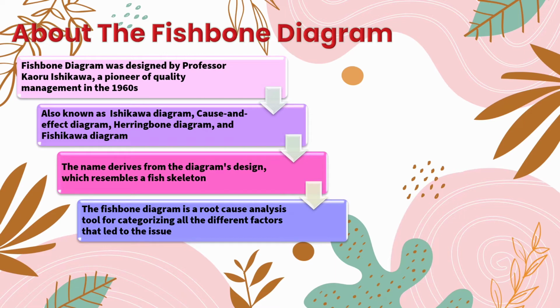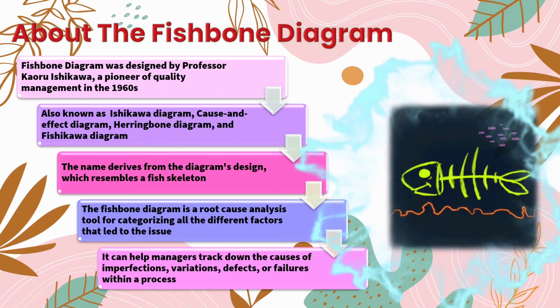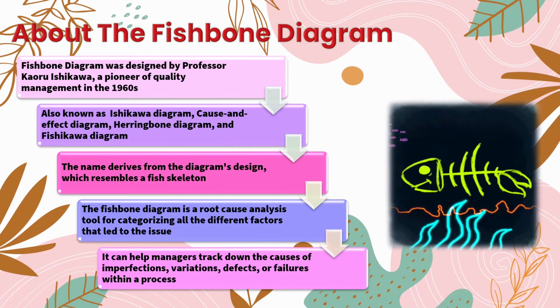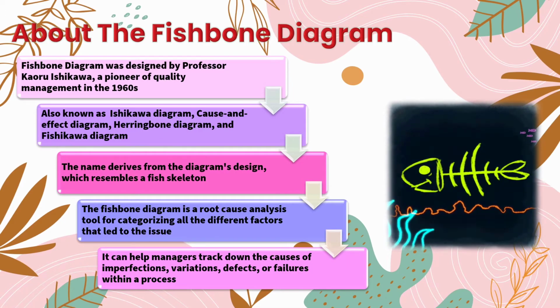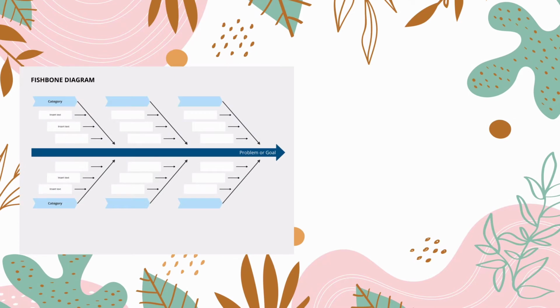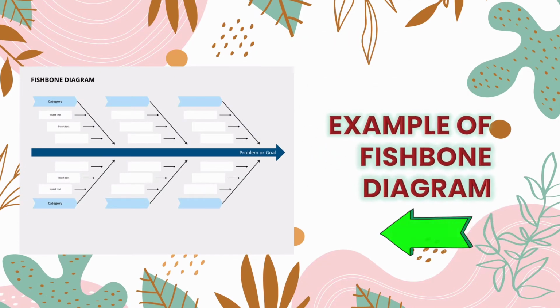The Fishbone diagram is a root cause analysis tool for categorizing all the different factors that lead to an issue. It can help managers track down the cause of imperfections, variations, defects, or failures within a process. Next, the figure shows an example of a fishbone diagram. As the figure shows, the factors contributing to the problem are written in the blue empty box, while the causes of the factor are written in the white empty box.